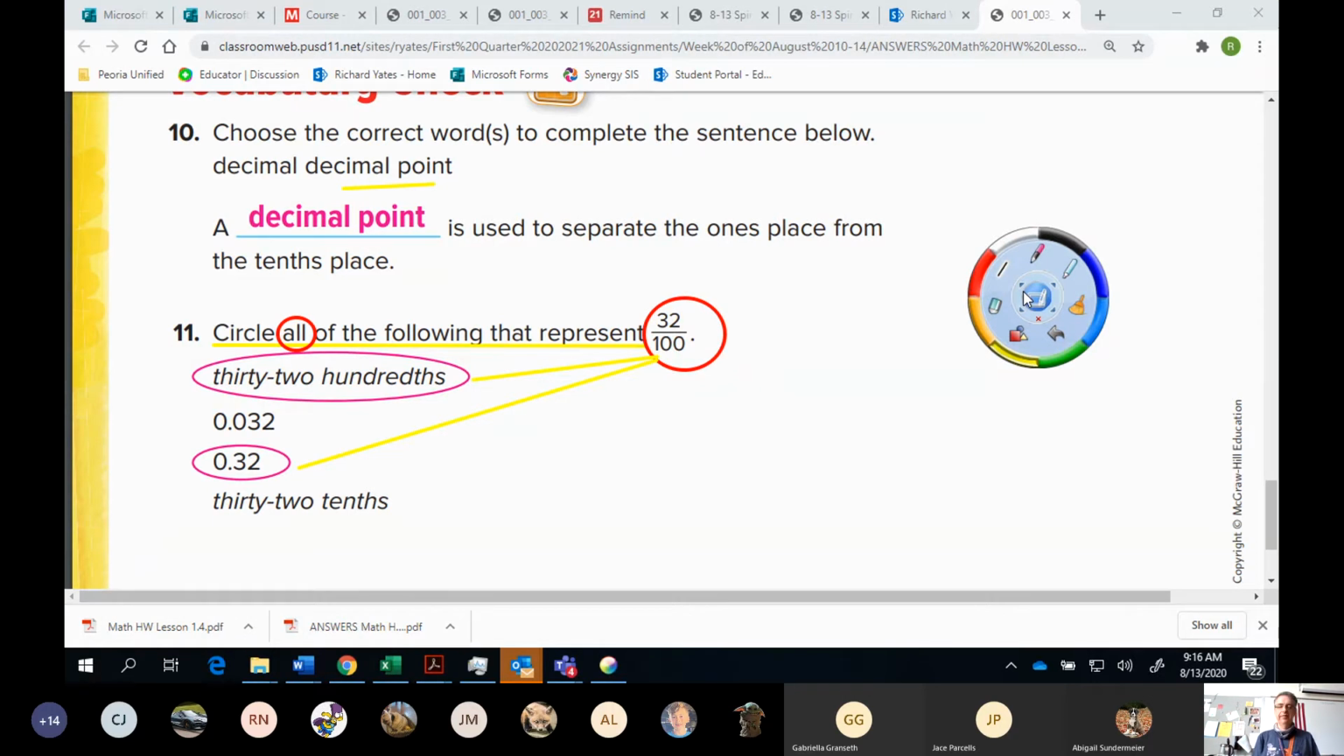Jace P. This is the one that I was talking about. So I didn't circle the word form because I didn't know that was part of it. Okay, now you do. So just make sure you correct that, circle that so that you know that also is correct. If you wrote these down, you could write this on your lined piece of paper saying the following represent 32 over 100, 32 hundredths, and the decimal 0 and 32 hundredths.